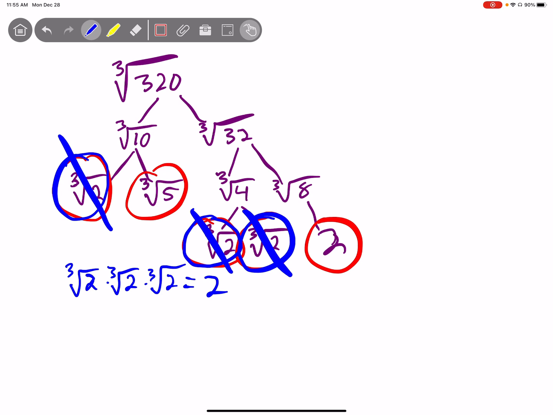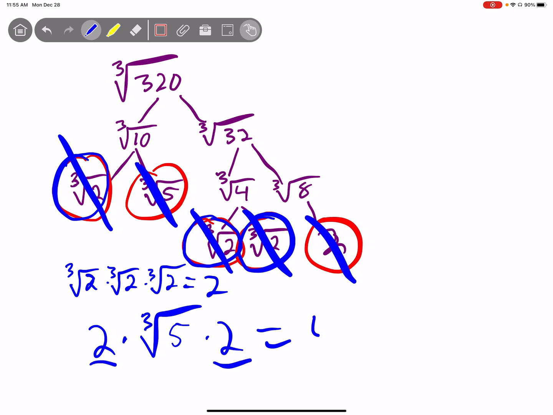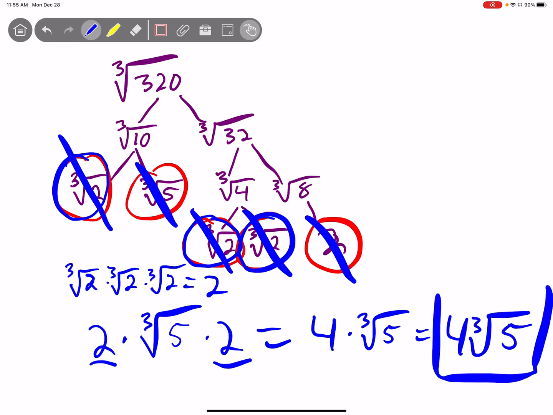Now, if I rewrite everything, I've got 2 times cube root of 5 times 2. Well, 2 times 2 is 4 times the cube root of 5. And that gives me 4 cube root 5. And that's my answer. So the cube root of 320 is not going to give me a whole number. It's going to give me 4 cube root 5. And again, you can check this. How do I check this?